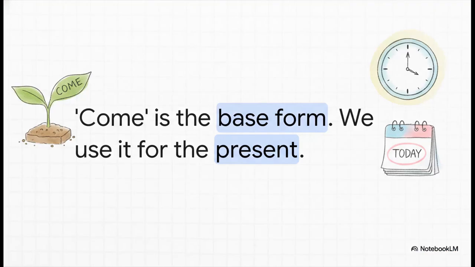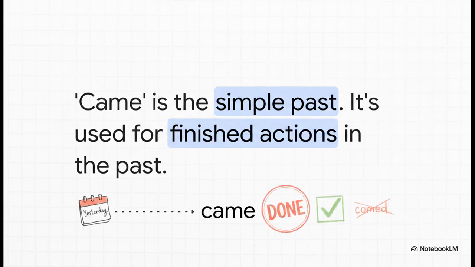First up, you've got the base form, or the infinitive, come. This is what we use for the present tense or for future plans. Think of sentences like, can I come and see you, or they come here often? This is the verb in its most basic, raw, unchanged state. Now this brings us to the heart of it all. Came. This is the one and only simple past form of come. We use it for an action that is completely finished, done, over with. I came home yesterday. The action is finished.